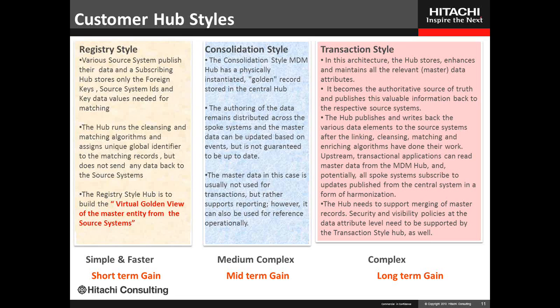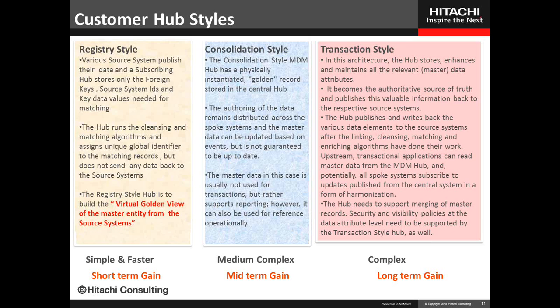So the customer hub itself has to go through a lot of changes to accommodate these particular business groups. In registry style, we collect all the customer records into the hub, cleanse them, match them, and try to reduce the redundancy of the customer data and keep it in a repository. This is not fully integrated. What you have is a repository of all your golden records of the customer. This is registry style. I would call it simple and faster, and you may get short-term gain.